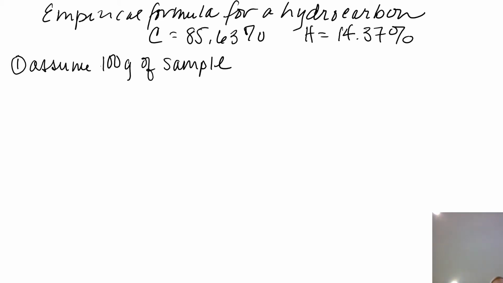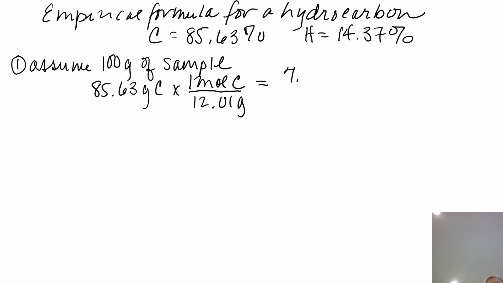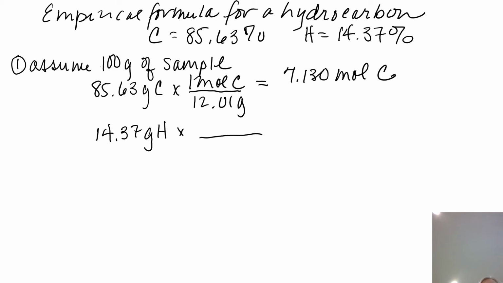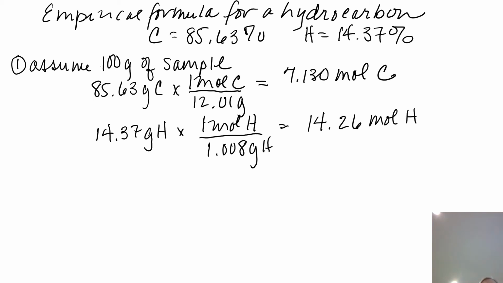So we have 85.63 grams of carbon, and we'll find the molar mass on the periodic table, and that is 12.01 grams for 1 mole of carbon. So the moles of carbon are 7.130 for sig figs. We'll do the same calculation for the hydrogen, 14.37 grams of hydrogen. Use the molar mass of hydrogen and convert that to moles. We have 14.26 moles of hydrogen. So our ratio, this is the smallest number of moles.